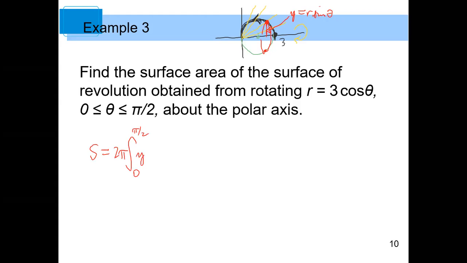And then the formula said it was 2 pi times the radius. Let's just put y there. And then it's going to be the square root, right, times the arc length. It's going to be the square root of r squared plus dr d theta squared, d theta. Well, what's dr d theta? What's dr d theta?